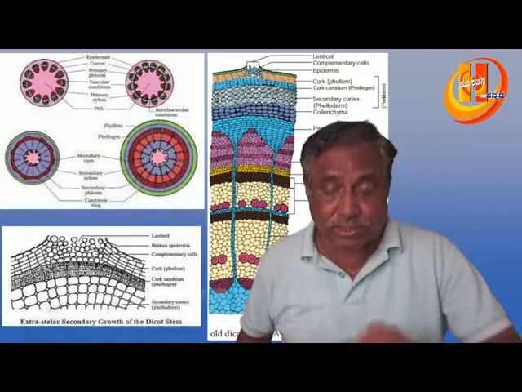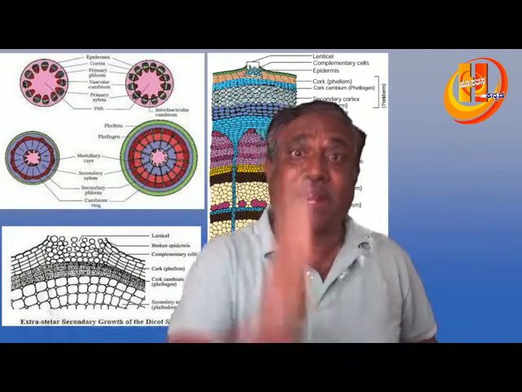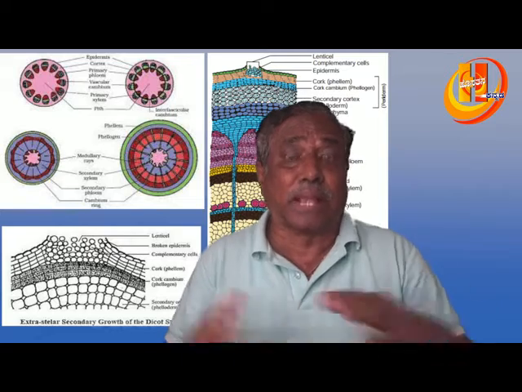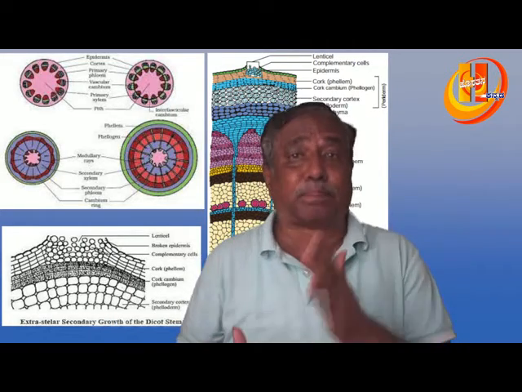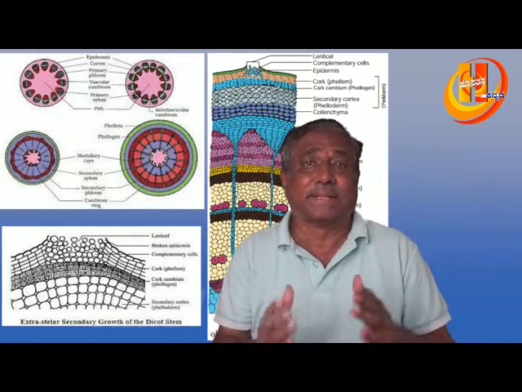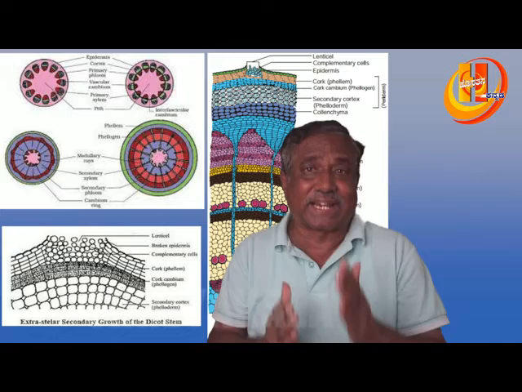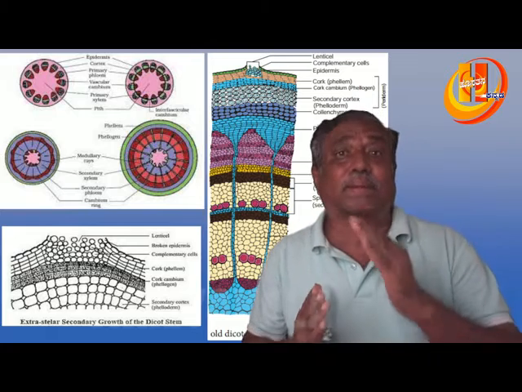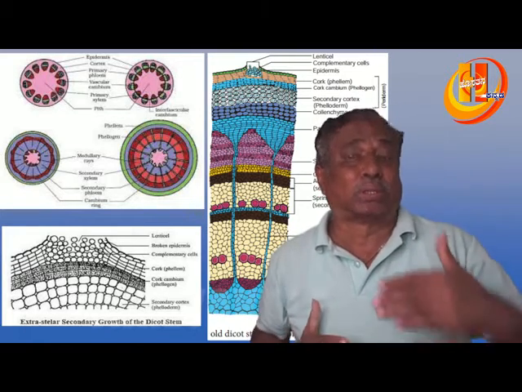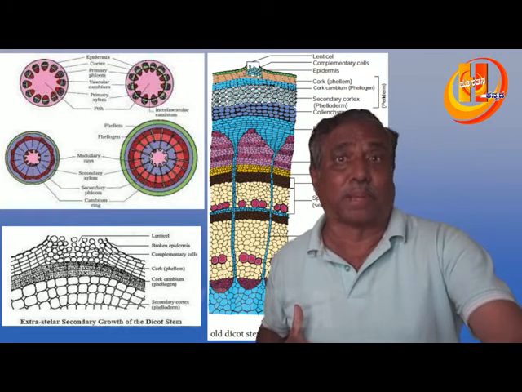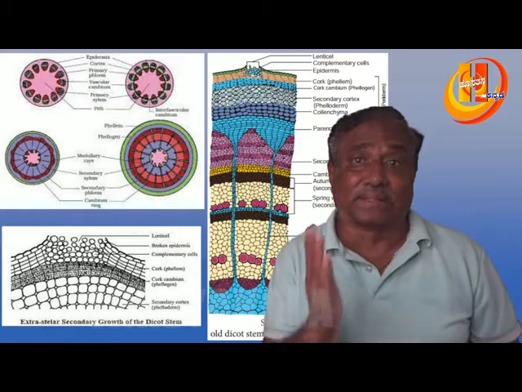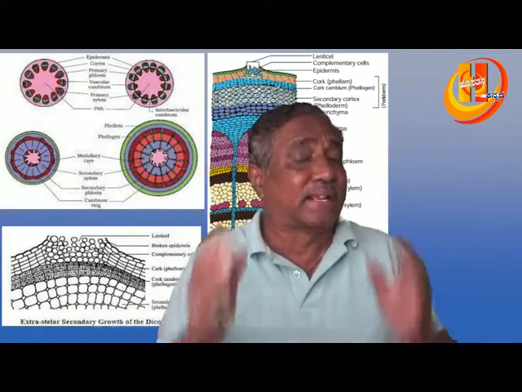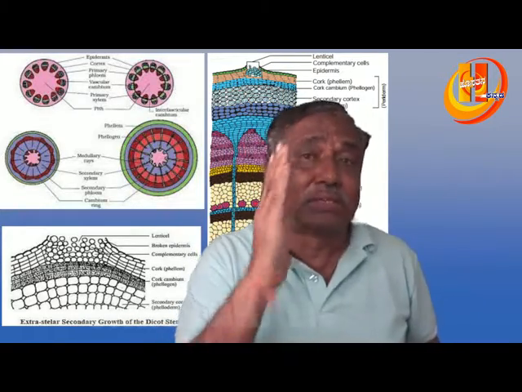And in the stellar region, the few parenchymatous cells which lie between the xylem and the phloem in the vascular bundles constitute the medullary rays. These medullary rays supply water to the phloem and food to the xylem. This kind of lateral conduction of both food and water is the important function of the medullary rays.